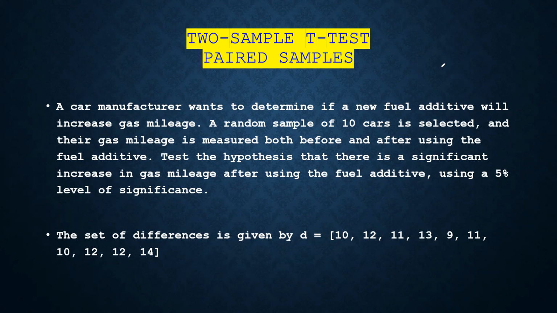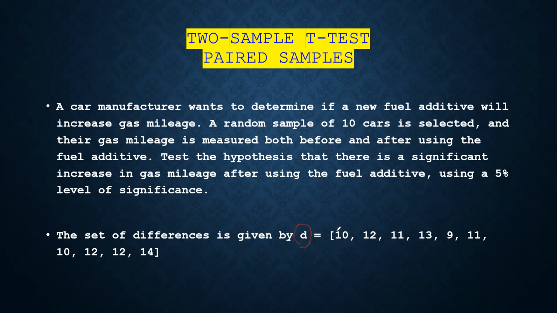Okay, so let's take a look at this example. It says a car manufacturer wants to determine if a new fuel additive will increase gas mileage. So we want to know if we put in this new fuel additive, will there be an increase in the gas mileage? A random sample of 10 cars, so we've got a small sample, is selected, and their gas mileage is measured both before and after. So we've got before and after, and from these two sets of data, we get this set D called the difference.